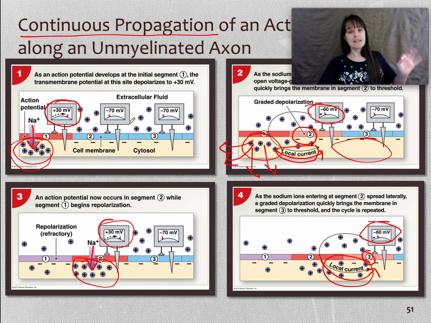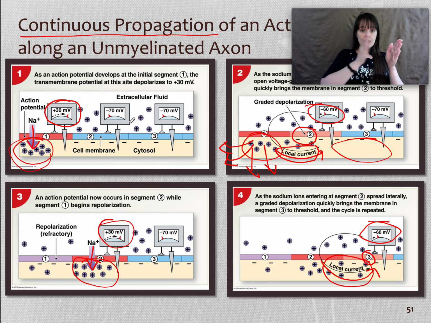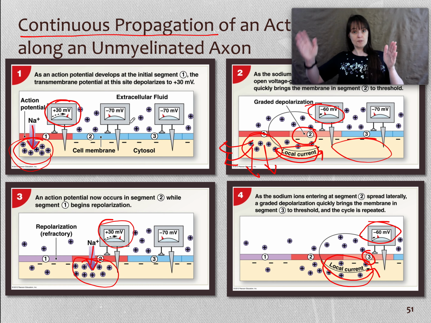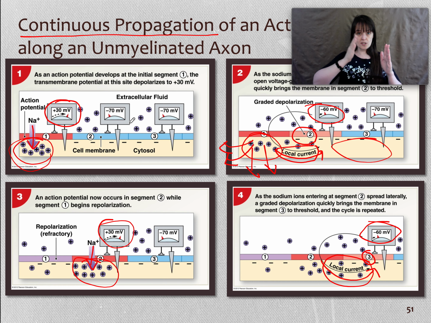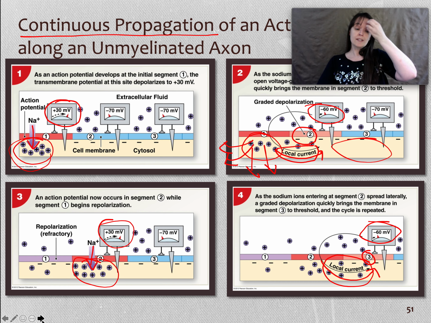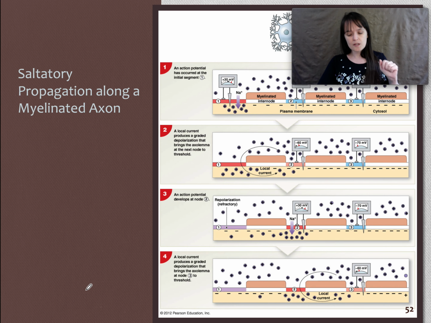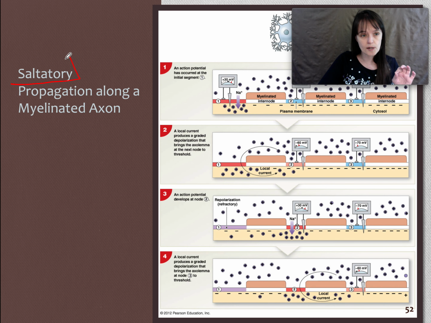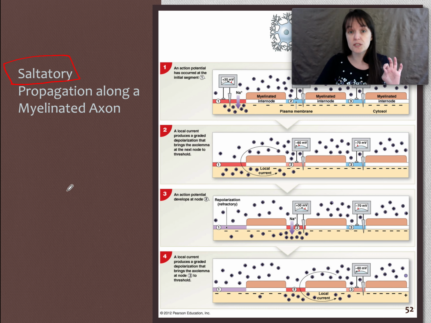Okay, so in continuous propagation, you one at a time activate every single segment of the axon with action potentials, and the action potential here starts the action potential here, starts the action potential here, and that's how you continuously propagate the action potential down every single segment of the axon. Some axons are very, very long, and continuous propagation is not very fast. So we also have saltatory propagation, because they're feeling salty.